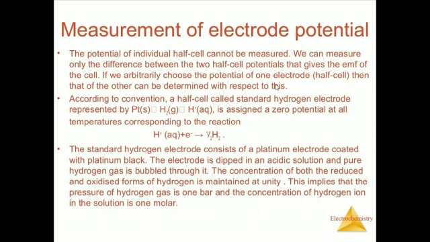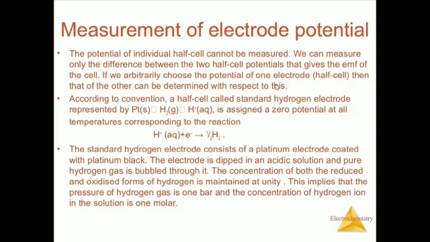If we arbitrarily choose the potential of one electrode, then that of the other can be determined with respect to this. According to convention, a half cell called the standard hydrogen electrode, represented by Pt (solid platinum), H2 gas, then H plus ion (aqueous), is assigned a zero potential at all temperatures, corresponding to the reaction: H plus plus electron gives half H2.